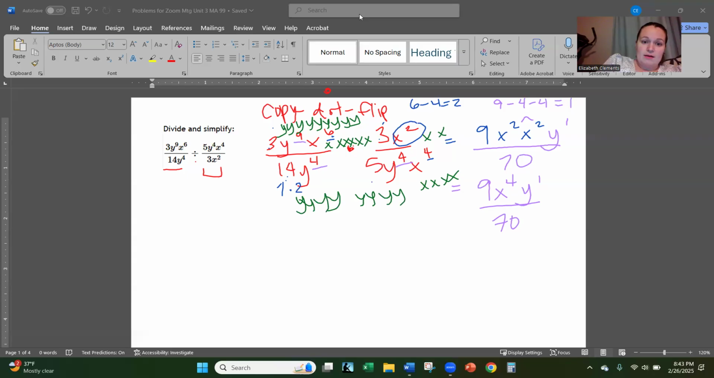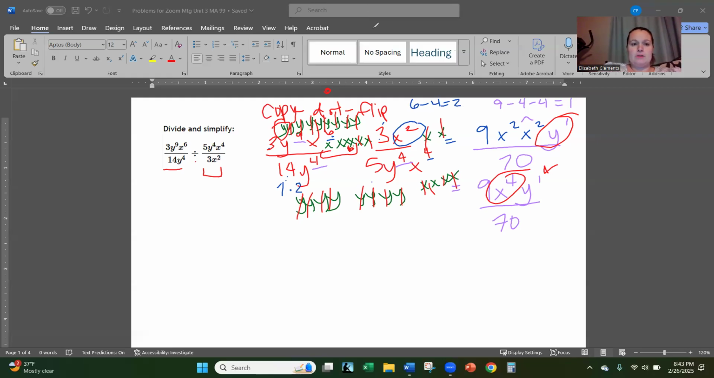So I have 1, 2, 3, 4, 5, 6, 7, 8. So 8 of my y's cross off up here, and I'm left with 1, which is how we get this one over here. And then I have 1, 2, 3, 4, cross off with this 1, 2, 3, 4, and I'm left with 4, which is how I get this 4 here. 4 and 1. So if you prefer to do it that way, you can also do it that way. Okay. So that's problem number 1.